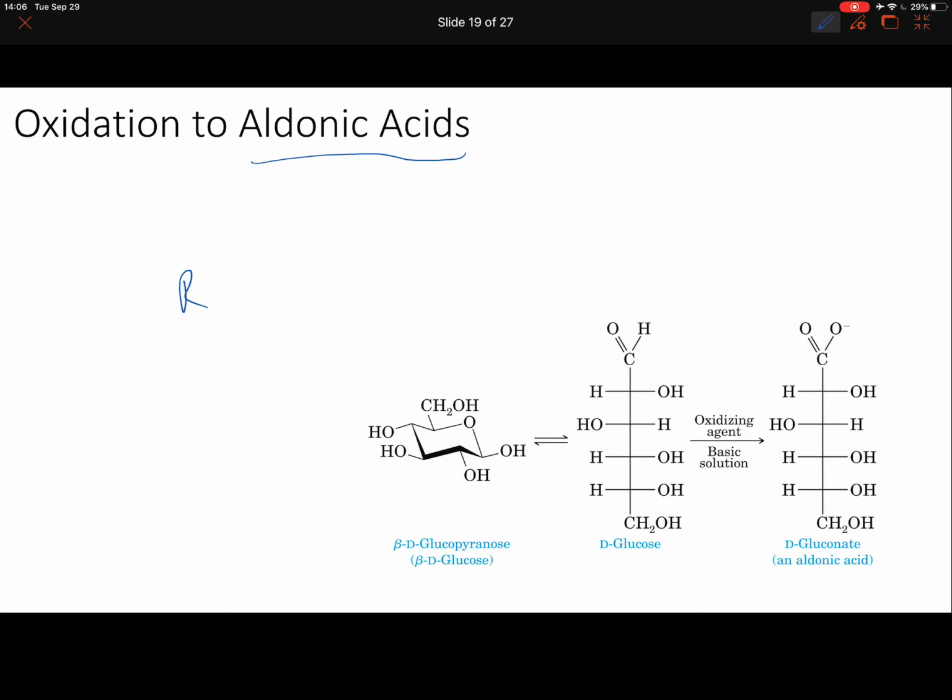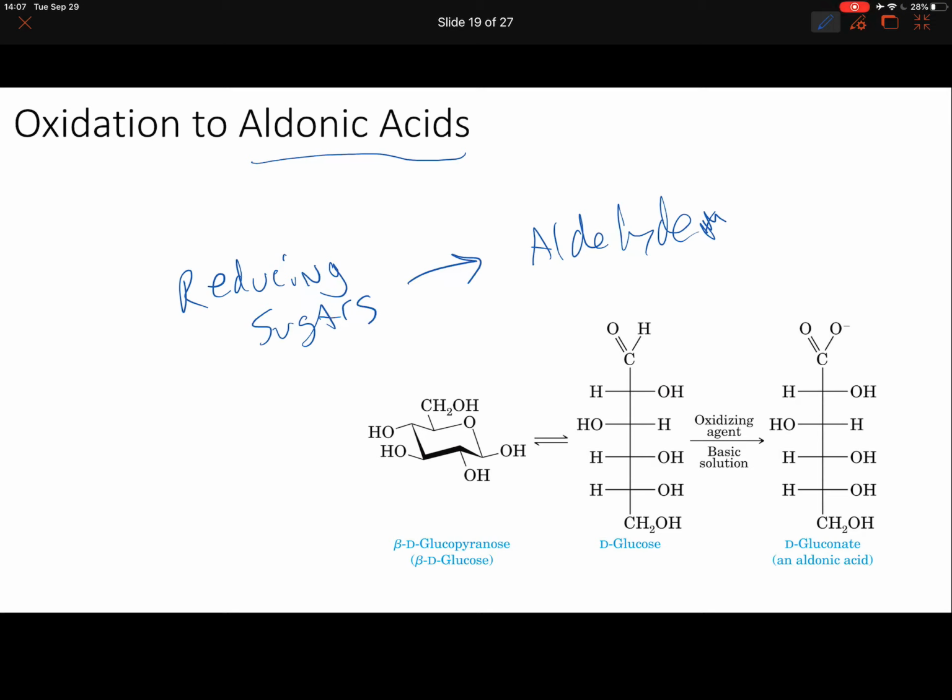Remember, the reducing agent is the thing that gets oxidized in general chemistry, and the oxidizing agent itself gets reduced. It just oxidizes something else. So these sugars that get oxidized are called reducing sugars. And to be a reducing sugar, essentially you have to be an aldehyde. You can't be a ketose. You have to be an aldose. You can see that here.